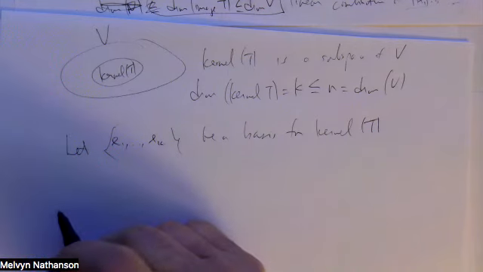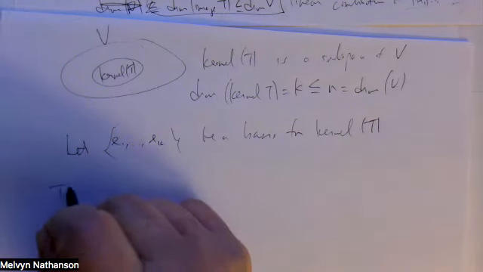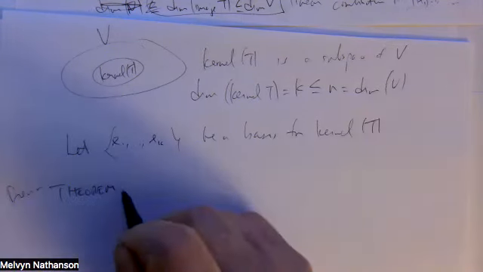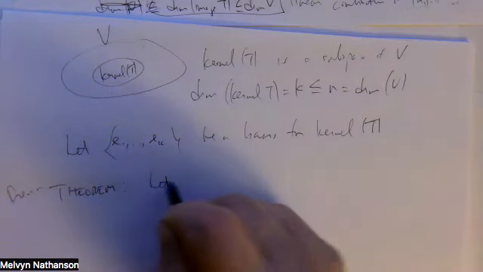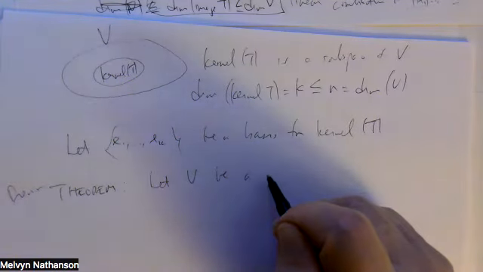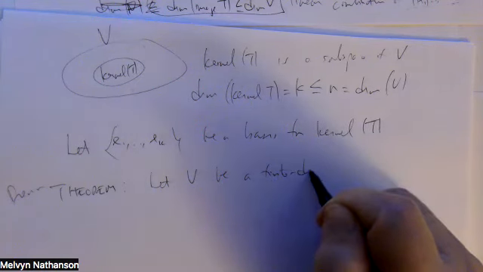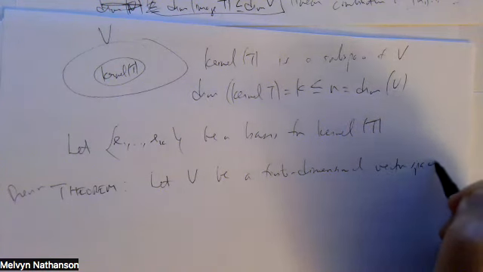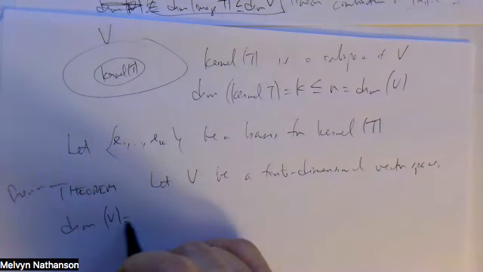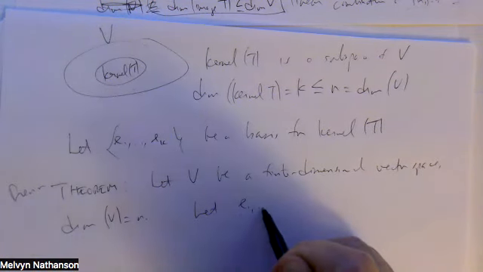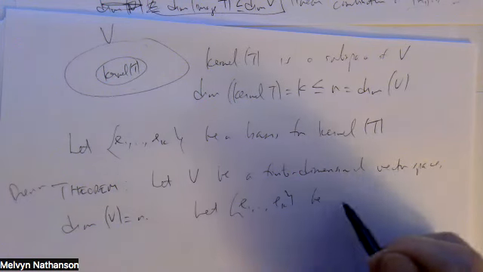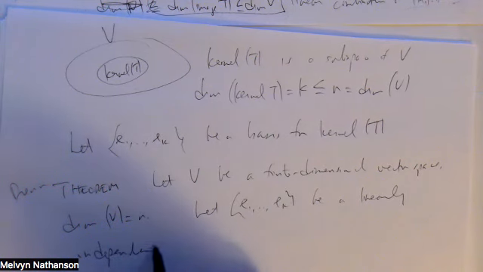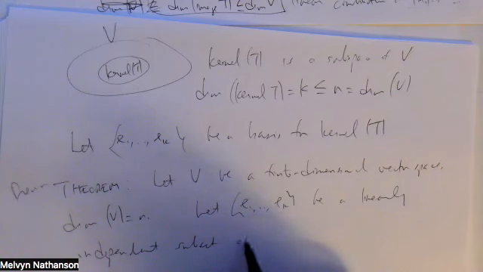So we proved the lemma, that is, we said the following. This is a theorem we already proved, so I'll call it the previous theorem. Let V be a finite dimensional vector space. Say the dimension of V is equal to N. Let E1 up to EK be a linearly independent subset of V.